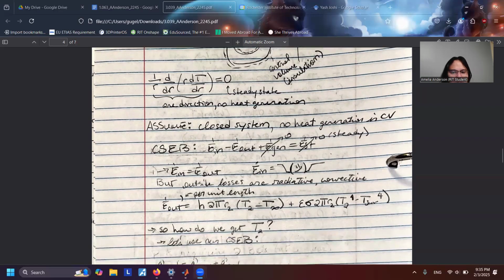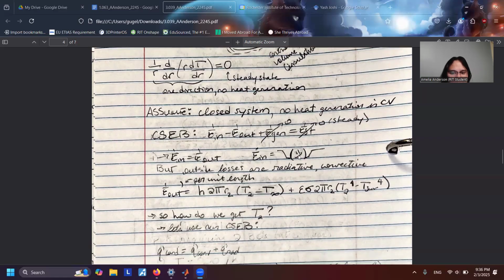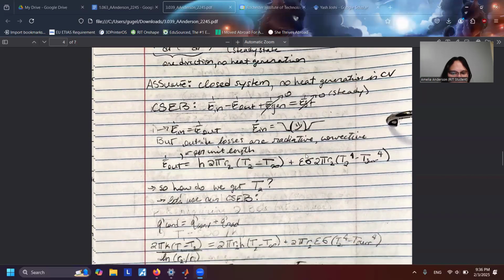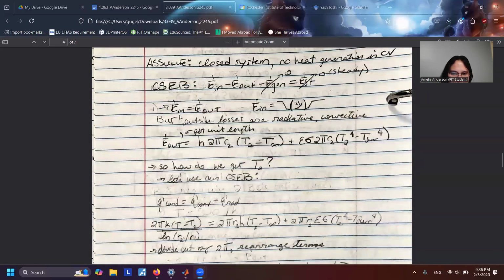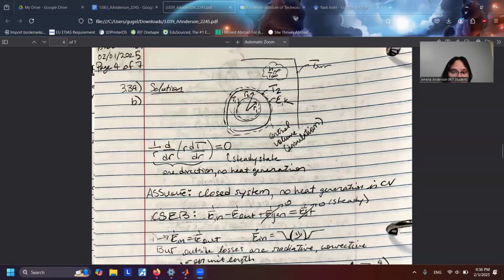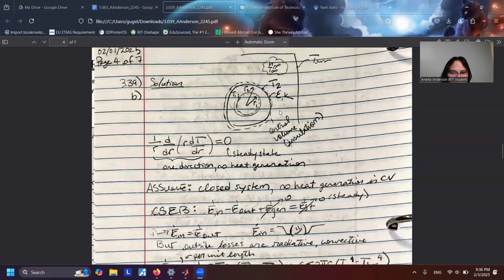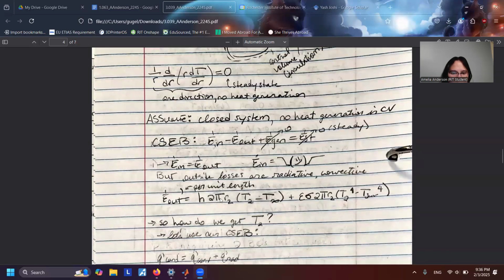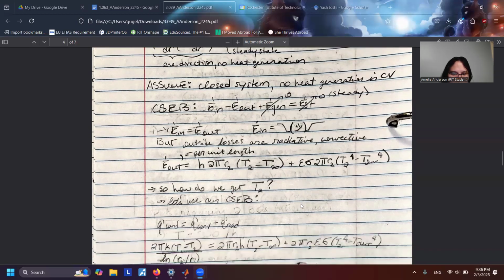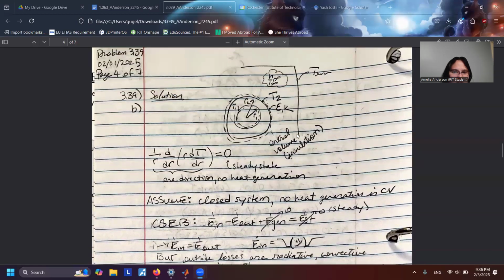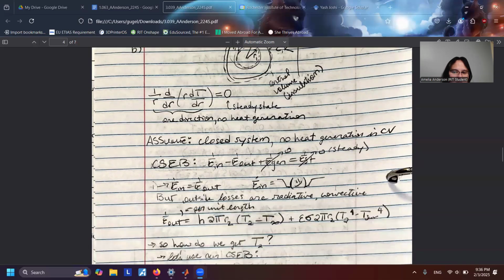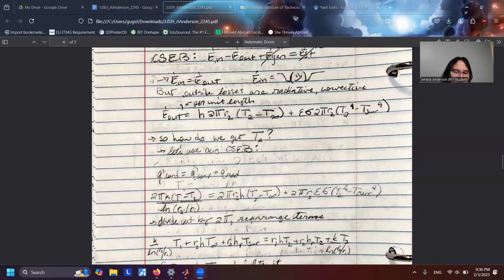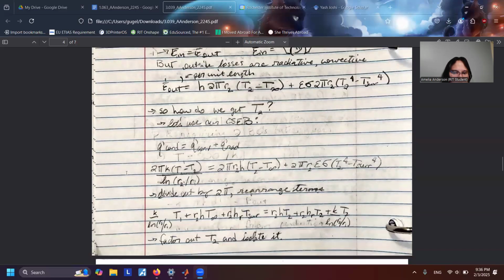If we do a closed system energy balance, we're going to have no heat generation and steady state. So energy in is equal to energy out. Energy in, we'll get there. That's a later problem. But we do know what is given in terms of our outside losses. We've got radiative losses and we've got convective losses. And so we know our E out is going to be our convection plus our radiation. But important note here for parts B and C, they don't give us T2, so we have to figure out what T2 is. So just for starters, let's use our closed system energy balance.